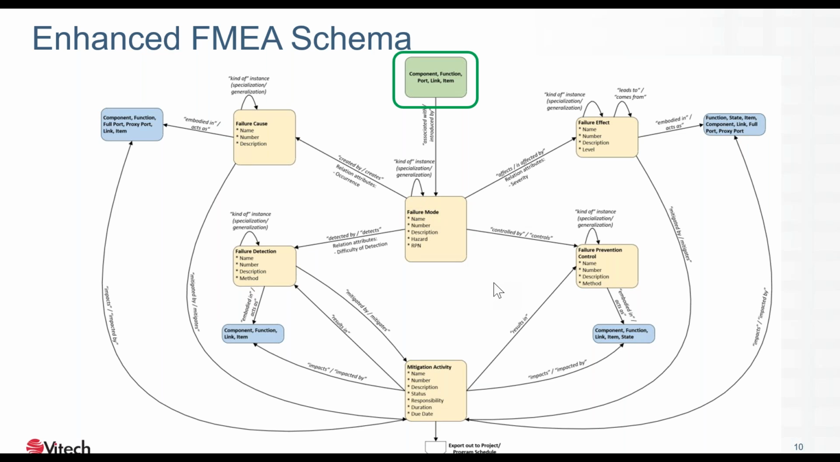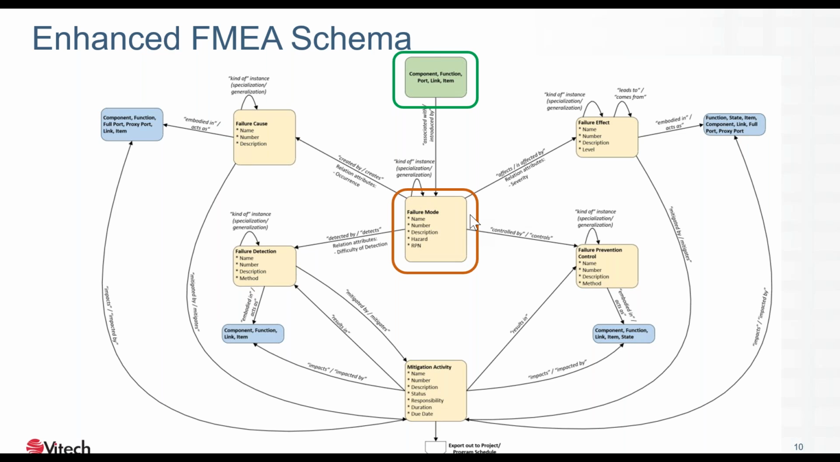So we enter the FMEA analysis from either a component or a function, a port, maybe a link or an item that is introducing the failure mode. Recall I said functional FMEA typically starts with a function. Physical FMEA typically would start with a component, but there's also these interface classes that could also be the generation point. All right, so something's causing it. We capture the failure mode in the failure mode class.